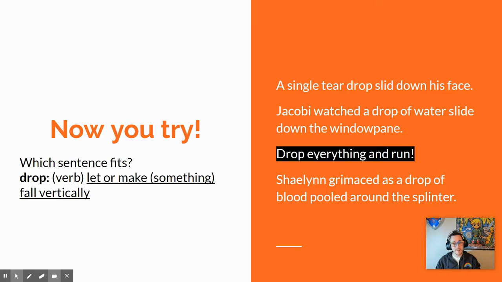Yeah, it's this one. Drop everything and run. So in this case, again, the only sentence that matches our definition of letting or making something fall vertically, in this case, everything, is this sentence here.